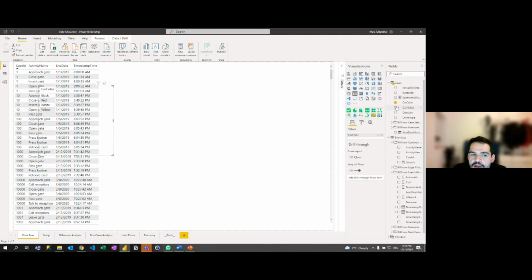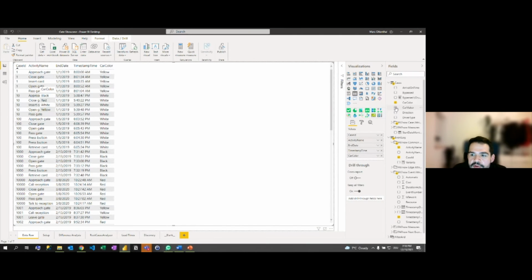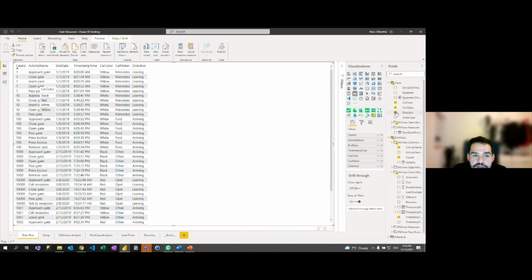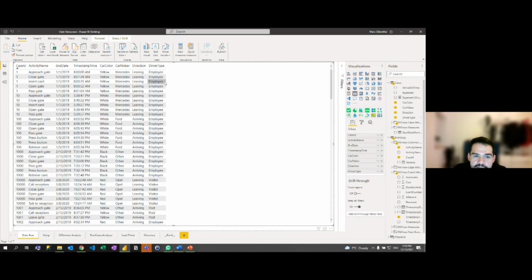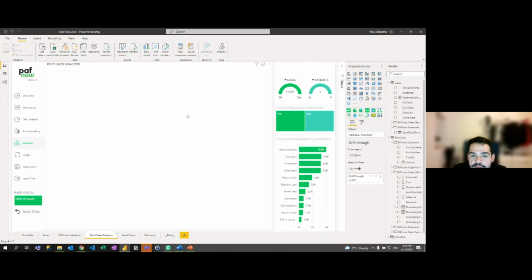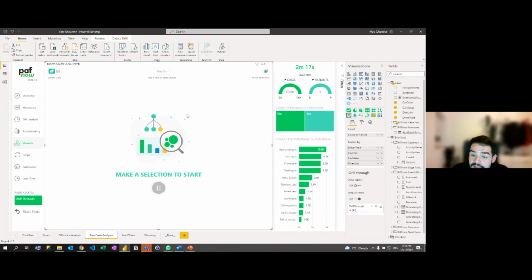So for example, we included car color, we included the car maker, we included the direction that the person was driving, the driver type, can be also interesting, right? We see employee, visitor, and we included all of this information and we put it into the root cause analyzer so that the root cause analyzer can tell us, based on our selection, what is the most likely explanation of what we are seeing.